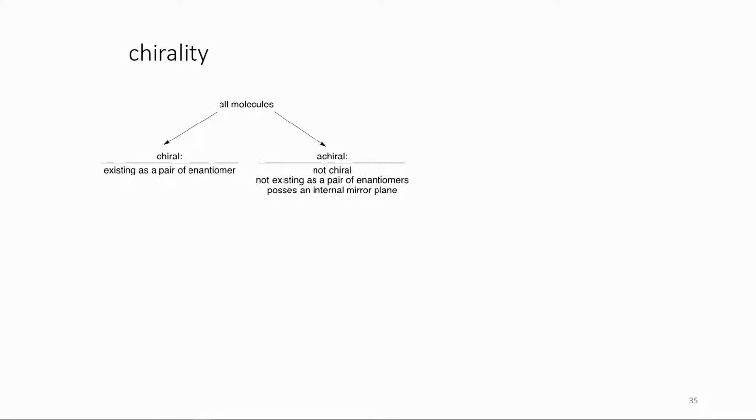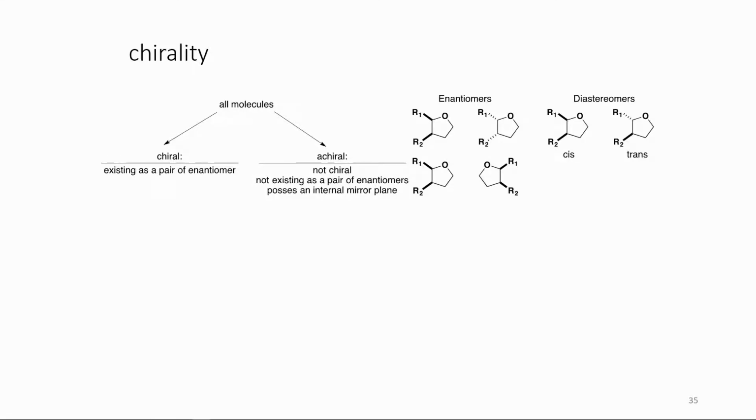So just to summarize, we can separate all molecules into two categories. Molecules that are chiral exist as a pair of enantiomers, and we have molecules that are achiral, which do not exist as a pair of enantiomers, or they possess an internal mirror plane. For examples: enantiomers, where we change both stereocenters, so this is a pair of enantiomers, and they are mirror images of each other. Or we have diastereomers. In this case, we have two stereocenters, where in one, they are both on the same side, and in the other, they're both on the opposite side.